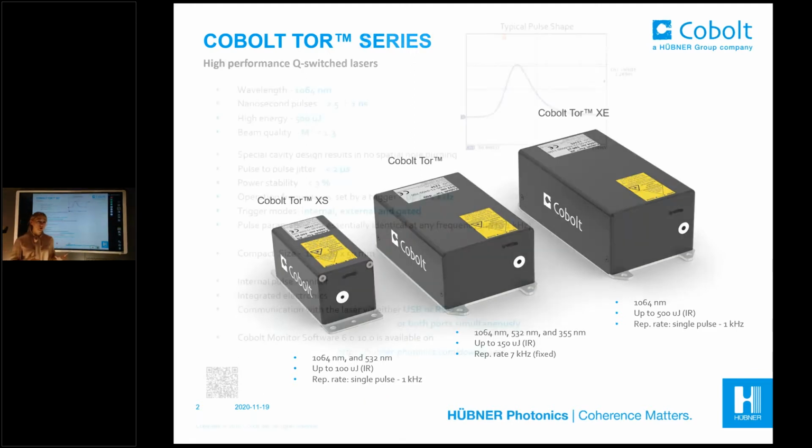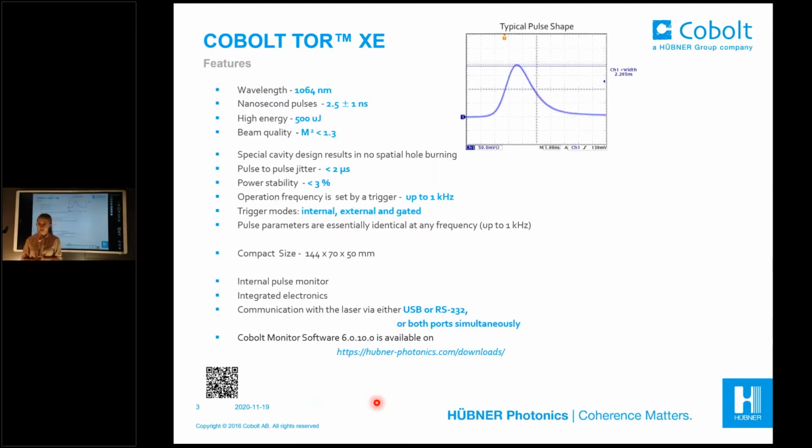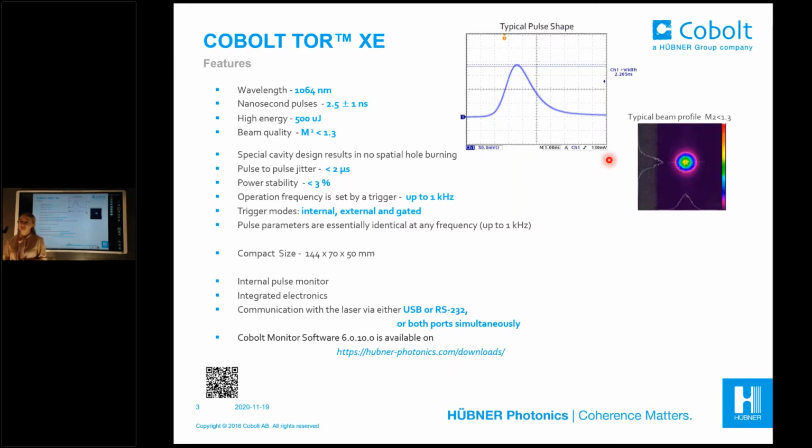So let's look closely at the specification of Tor XE. As I mentioned, currently it's available in infrared, so 1064, and it has nanosecond pulses. Here we have a picture from an oscilloscope where one can see that the duration of the optical pulse is about 2.5 nanoseconds. The energy is 500 microjoules and the beam quality is great for a pulsed laser. Its M-square value is less than 1.3, and one can see the picture of the laser beam here.